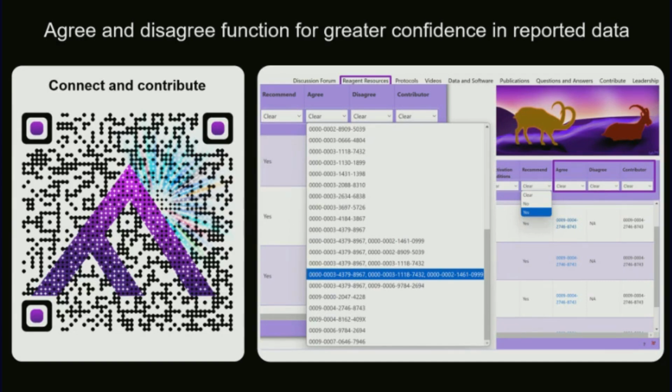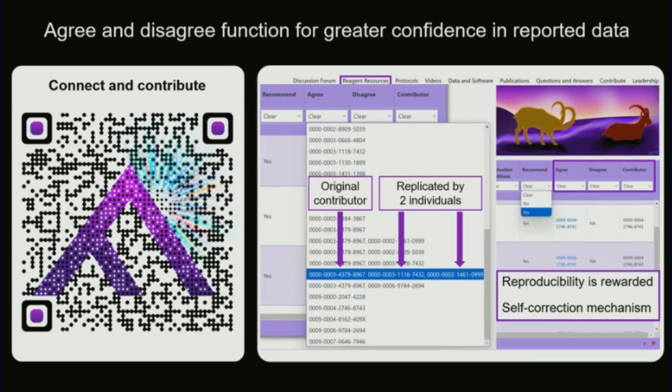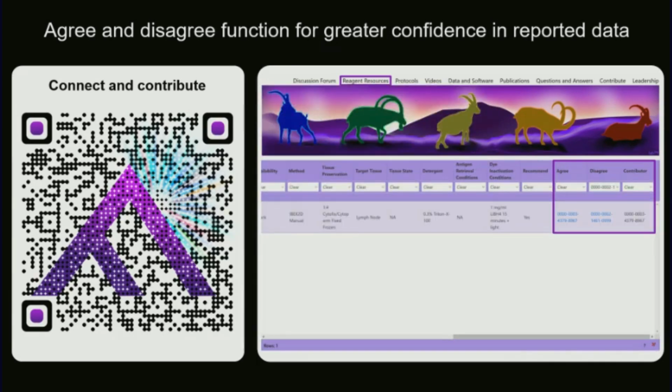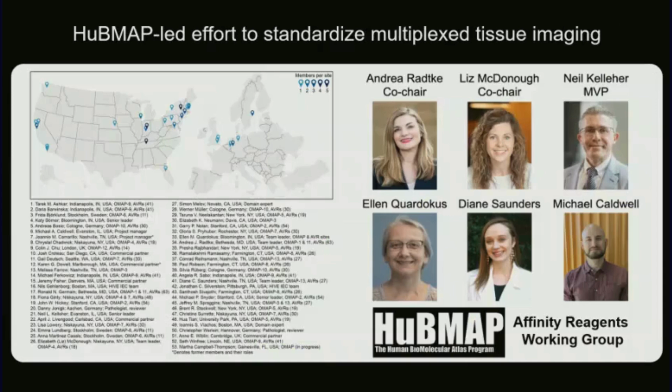is that we want to have a way of self-correction and reproducibility. So here you have a state where the original contributor is named by their ORCID. And then we have two people, they've been able to replicate that result by two individuals. And so that's rewarded. But we also want to capture the disagrees, right? And so we do have our first disagreement. That was a while back. We want to encourage, hey, that didn't work under those conditions, and then share that information.